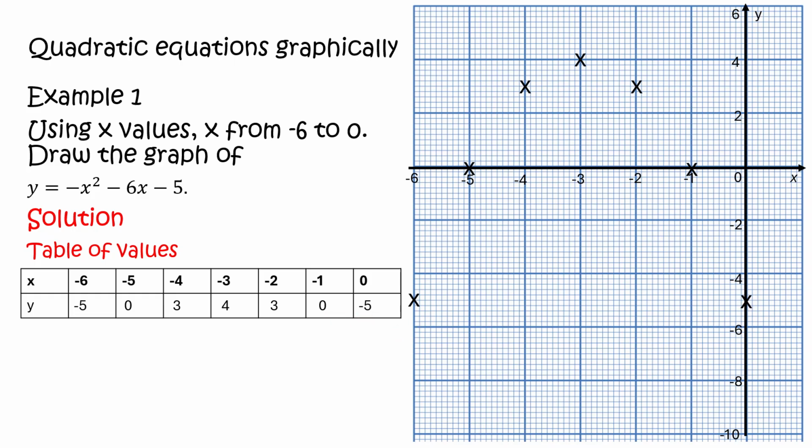After that, I connect the points. So when I connect the points with a smooth freehand sketch, I should have that. And of course, I make sure that I label my equation as that. It's important to label your equations. So that's how we answer the first part. Let's move on to example 2.